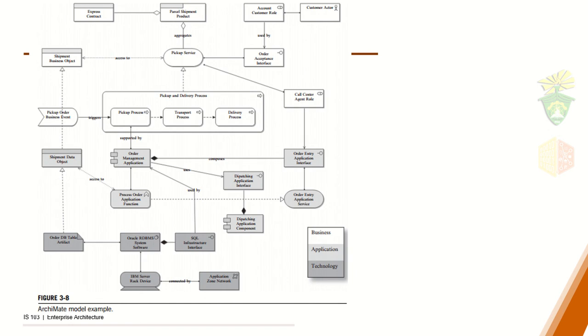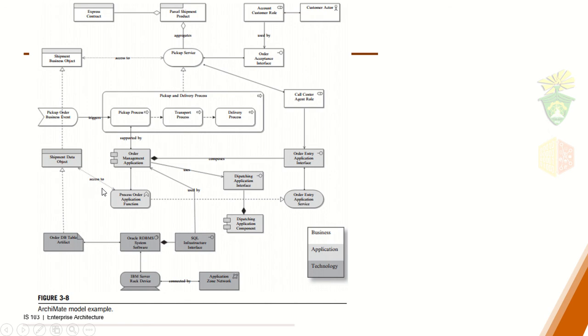So the service is supported by a call center agent, ayan, si call center agent, and used via the order acceptance business interface by customers that have registered account. The process is triggered when a customer calls up the pickup service and thereby issues a pickup order business event. And then the customer submits information such as consignee address, which is comprised in the new shipment business object. Ang next layer is the application layer.